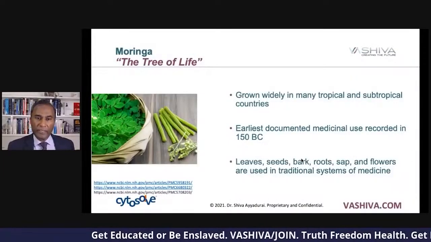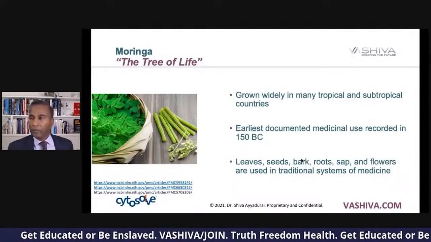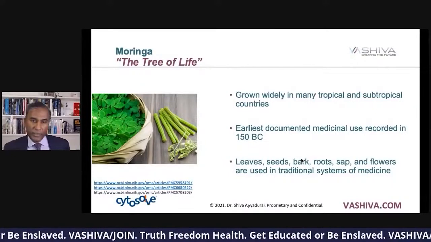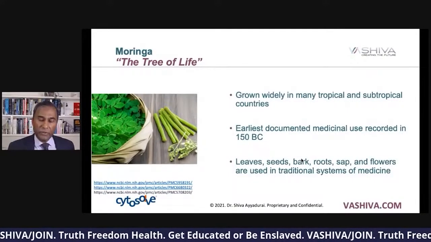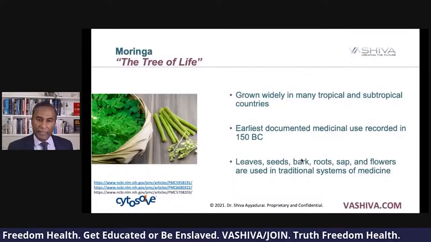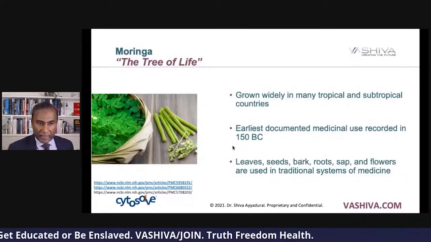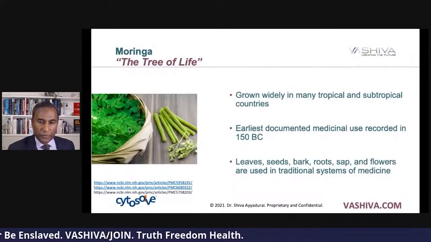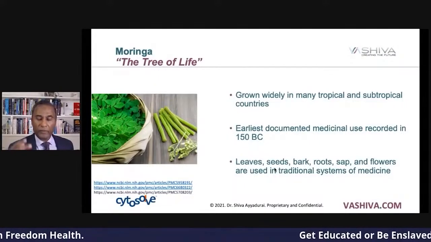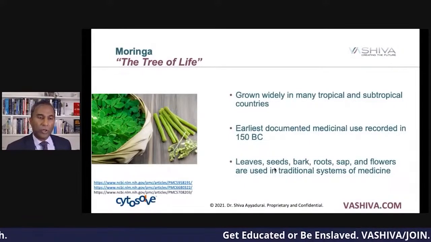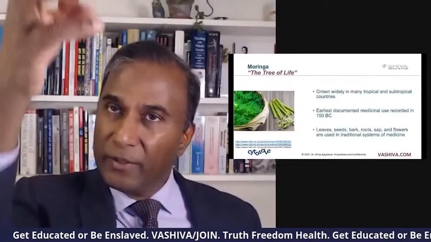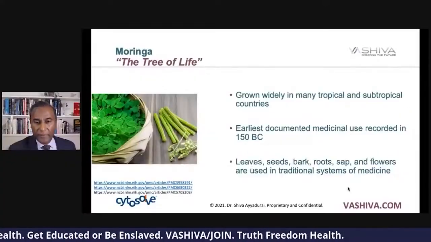First of all, Moringa is grown widely in many tropical and subtropical countries. The earliest documented medicinal use is recorded about 150 BC. Now, the leaves, the seeds, and you can see in this diagram, the leaves are this beautiful green. The seeds, the bark, the roots, the sap, and the flowers are all used in traditional medicine. The fruit of it has very powerful properties for male health. There's many pieces of this.